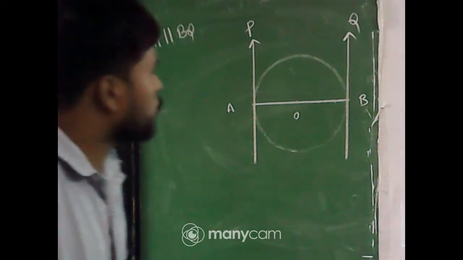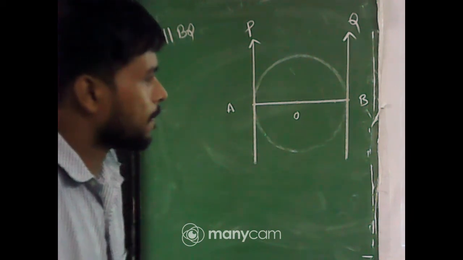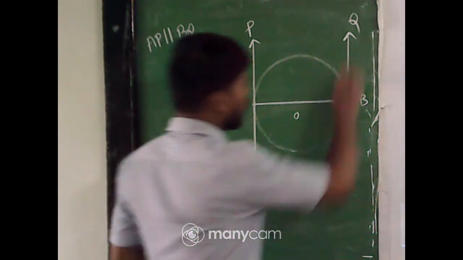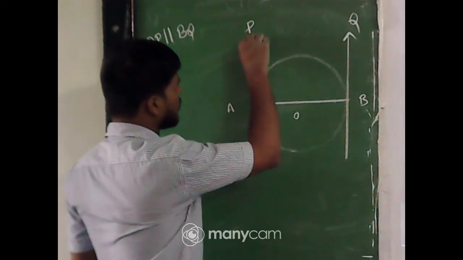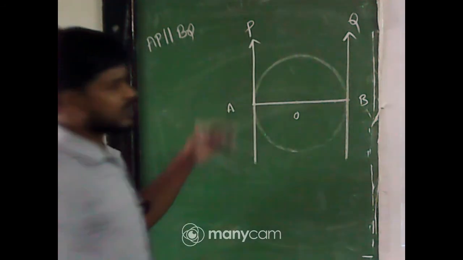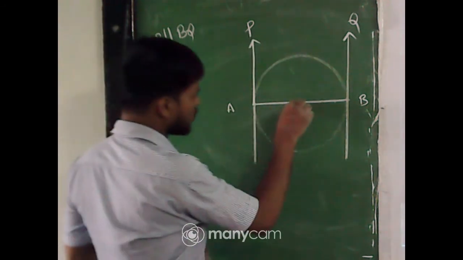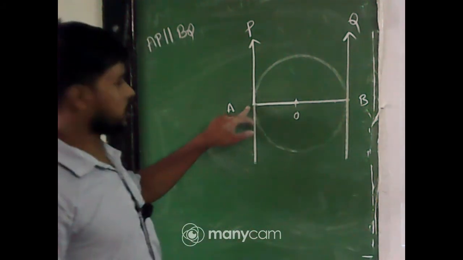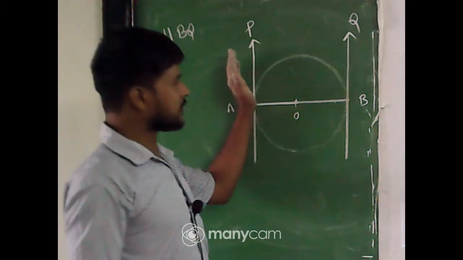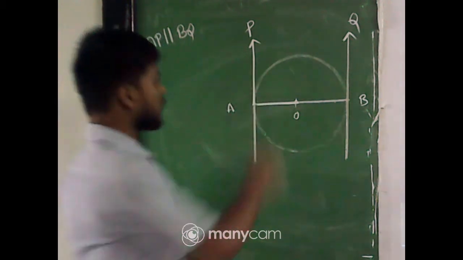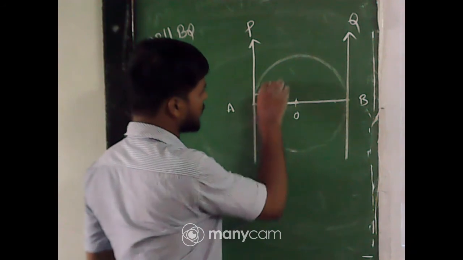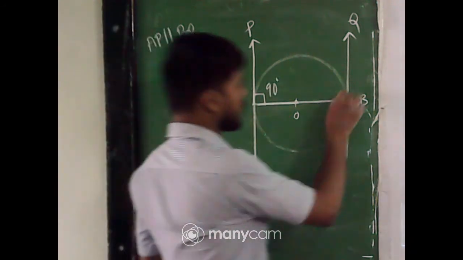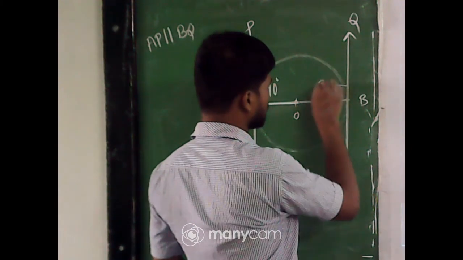Now how can we prove that the lines are parallel to each other? Look at one thing. What is PA? PA is the tangent. And what is OA? OA is the radius through the point of contact. We know that the tangent and the radius through the point of contact are perpendicular to each other. So this angle is 90 degrees. By the same reason, this angle is also 90 degrees.